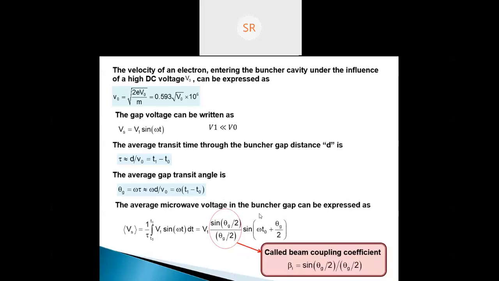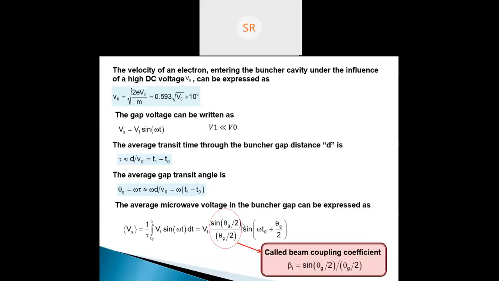Okay, buncher cavity means what? Where the bunches formation takes place. That is called a buncher cavity. So the average micro voltage in the buncher gap can be expressed as Vs is equal to 1 by tau, integral from T0 to T1 of V1 sine of omega t dt, is equal to V1 sine of theta g by 2.